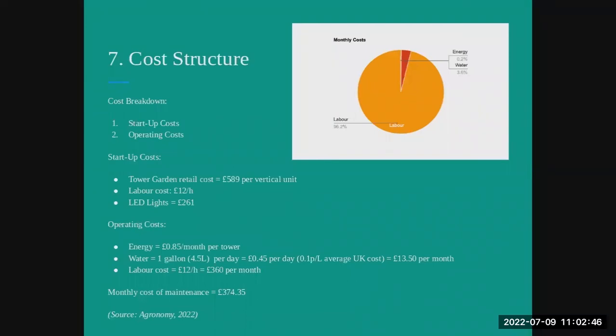And then again, we're looking at labor cost. Labor cost actually makes up the majority of the capital investment that goes towards the upkeep of the Tower Gardens. So again, at £12 per hour, that's about £360 a month in labor to maintain the Tower Gardens. So then you're looking at a monthly maintenance cost of £374.35 per tower.